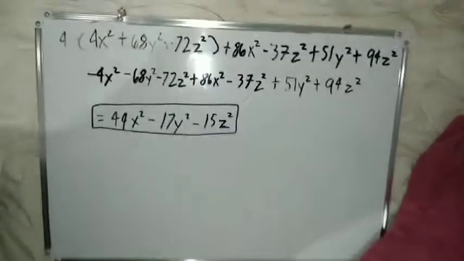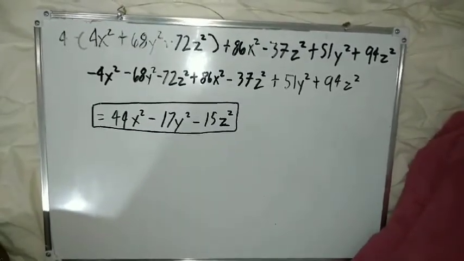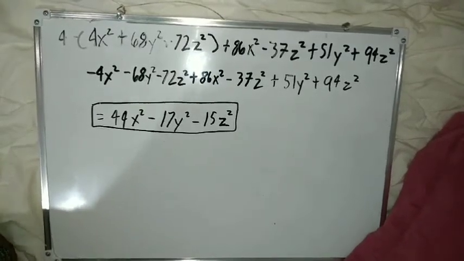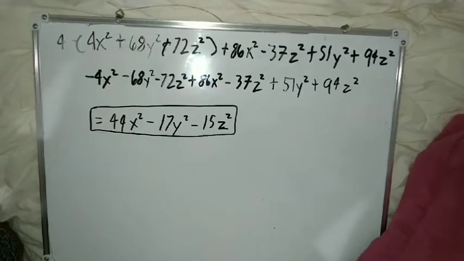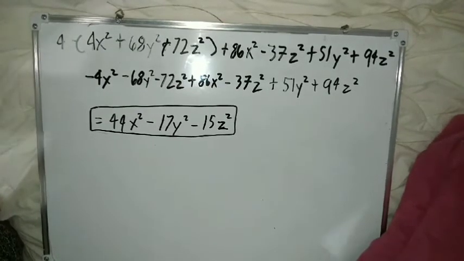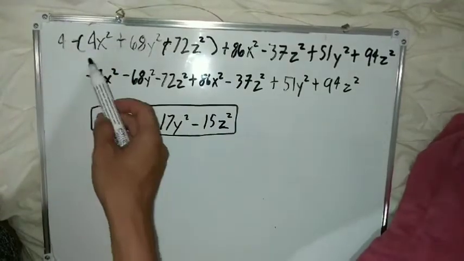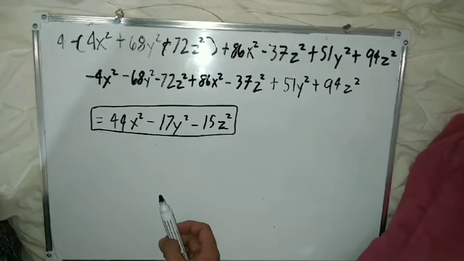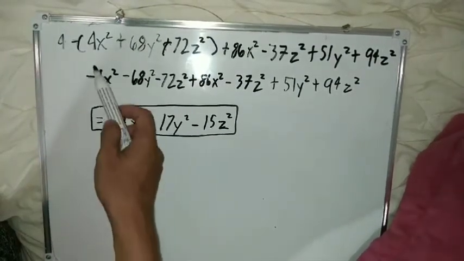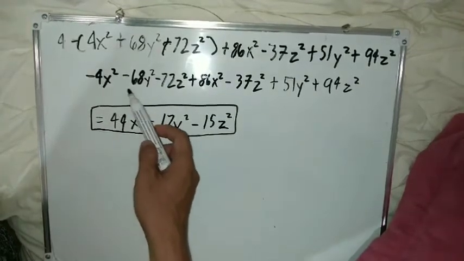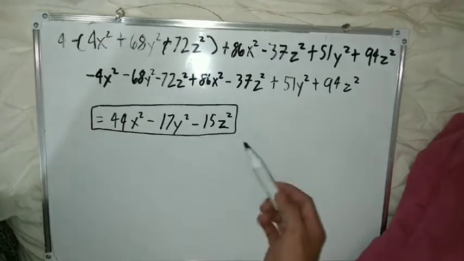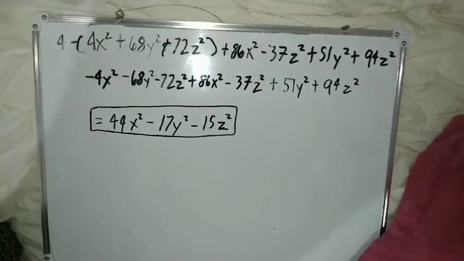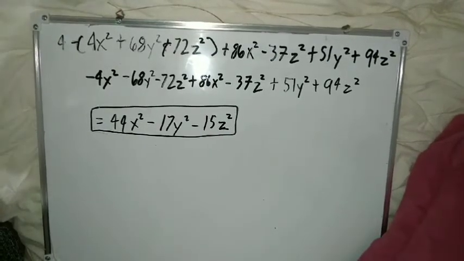So here's the problem number 4, guys. Subtract the value of 4x squared plus 68y squared plus 72z squared from the sum of 86x squared minus 37z squared plus 51y squared plus 94z squared. So the first thing you should do is to multiply the negative sign to the quantity of 4x squared plus 68y squared plus 72z squared. So it should be negative 4x squared minus 68y squared minus 72z squared, and bring down 86x squared minus 37z squared plus 51y squared plus 94z squared.